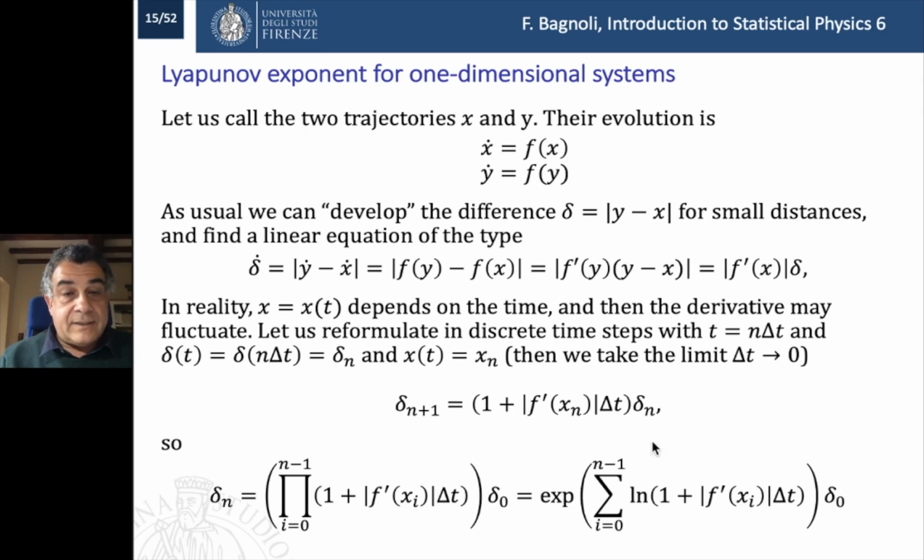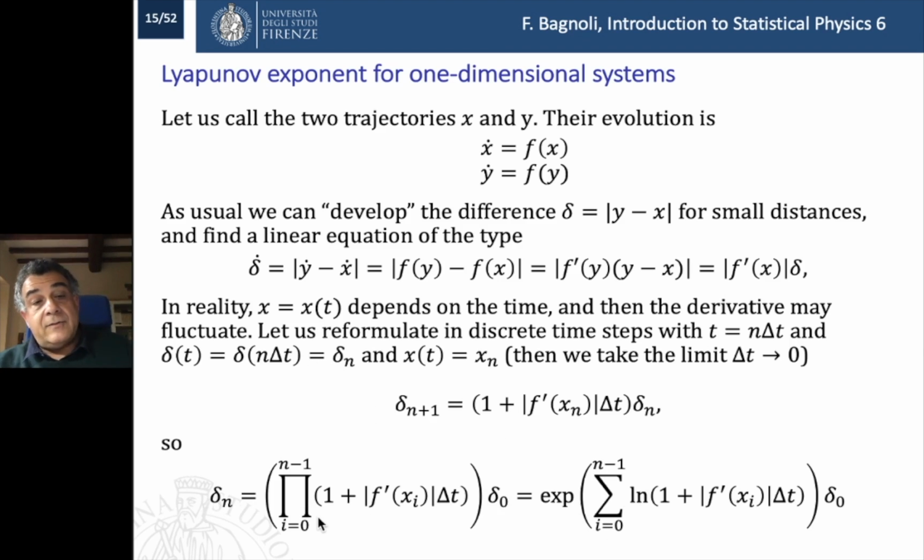We have this equation. So actually now we cannot simply take the power of this, because this is something that changes along the trajectory. So what we do is to take the product of all these contributions in order to arrive from time 0 to time n, in terms of delta t.